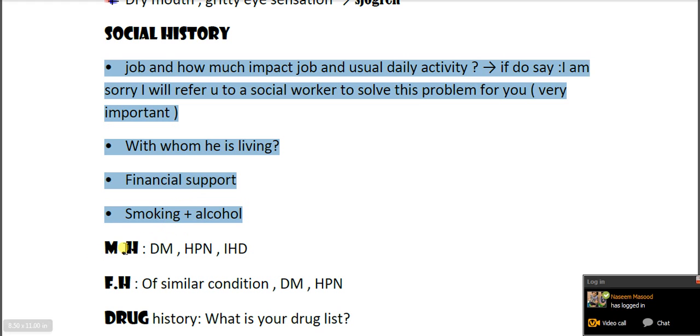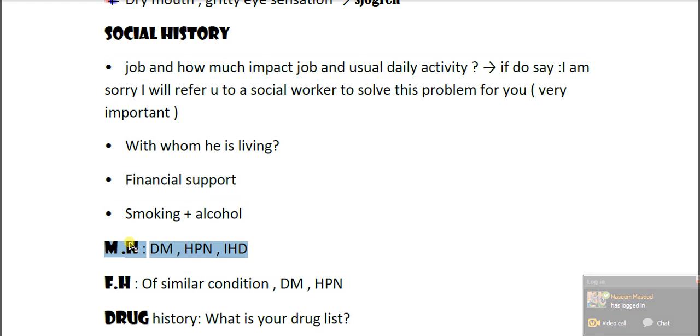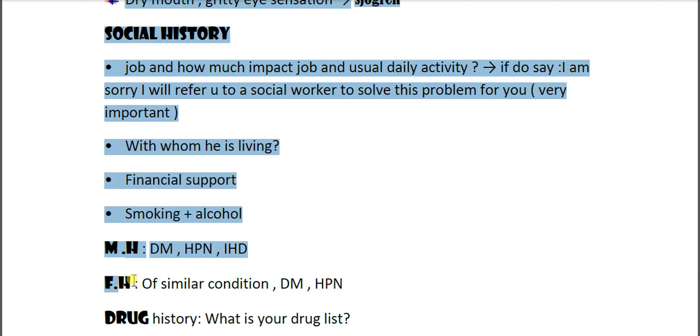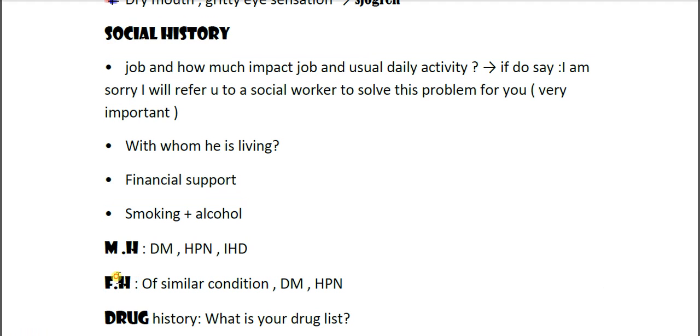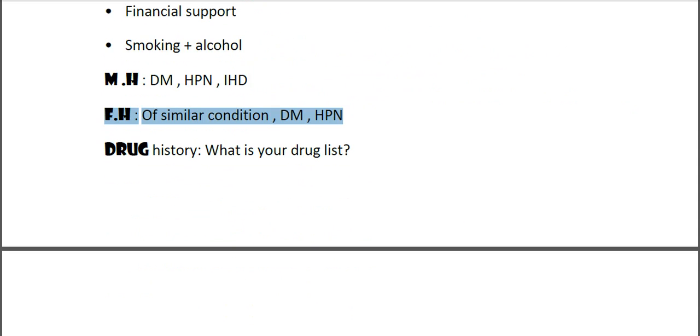Medical history of long-standing disease. Family history of similar condition or long-standing disease. What about your drug list?